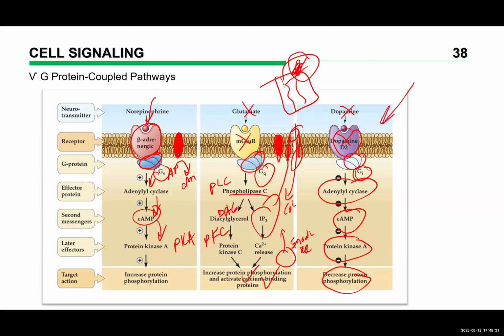So both the G sub S and G sub Q basically have the same job, but one doesn't have calcium binding, right? Yeah, but the proteins that they're phosphorylating are probably different. Oh, okay, not the same proteins then. Okay. Yeah.